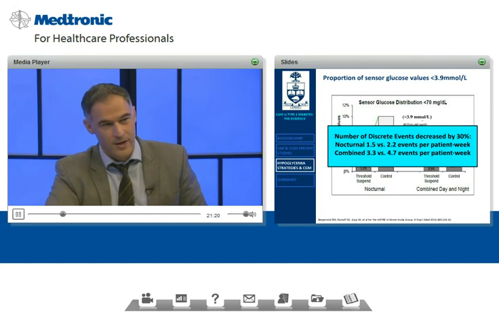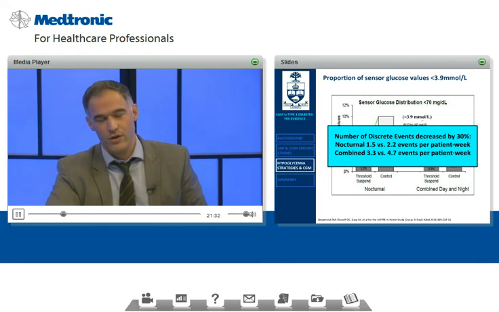So that means per patient for 1 week, they're getting 1.5 episodes of hypoglycemia rather than 2.2 if they were using no low glucose suspend. So it doesn't eradicate hypoglycemia, but you can see it's reducing it substantially by 30%. And then the combined daytime and nighttime was also about 30% lower.